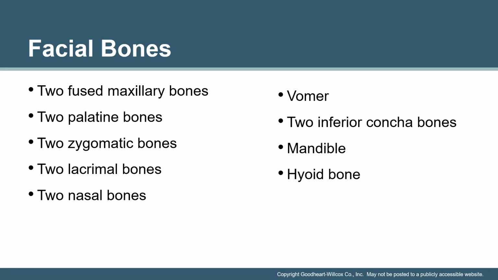We have a vomer. The vomer is a bone that makes up a large portion of the nasal septum. Okay, you've heard of people with deviated septums. That's what we're talking about. The two inferior conchae form the sides of the nasal cavity. The mandible, or lower jawbone, is our largest facial bone and the only movable one.